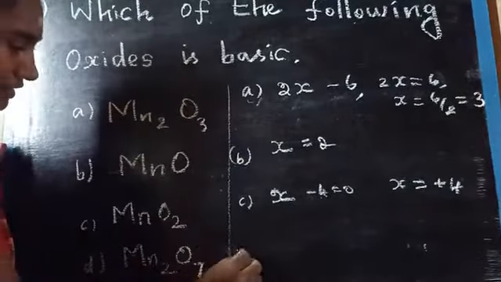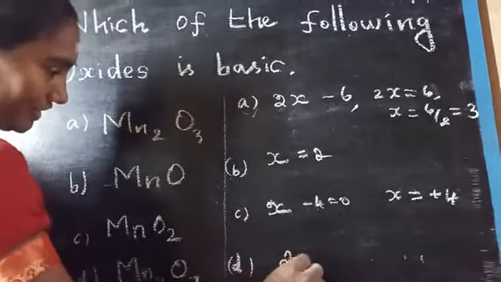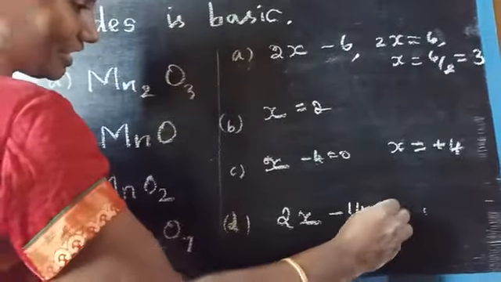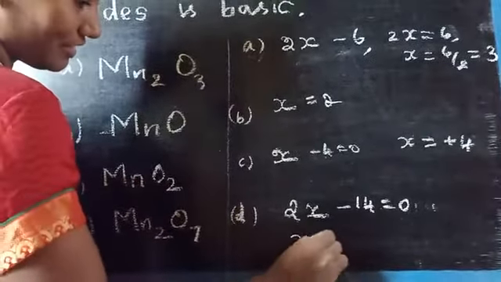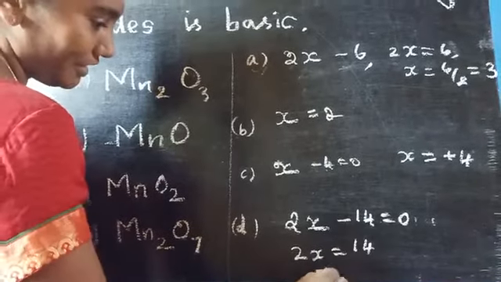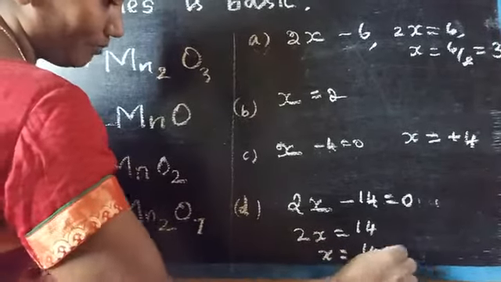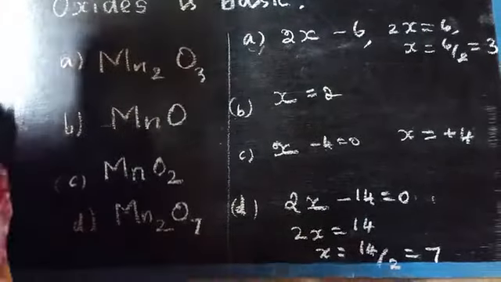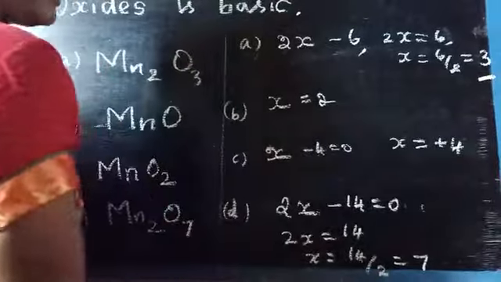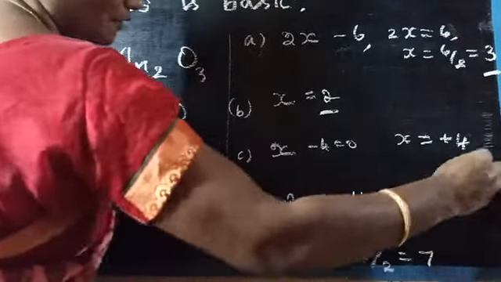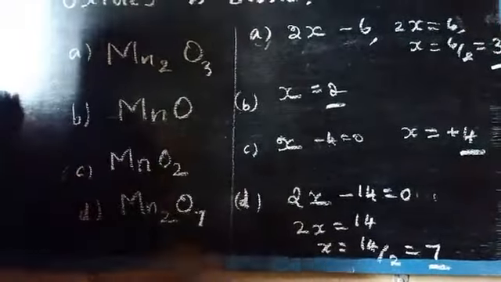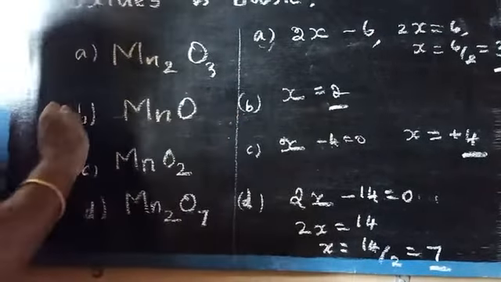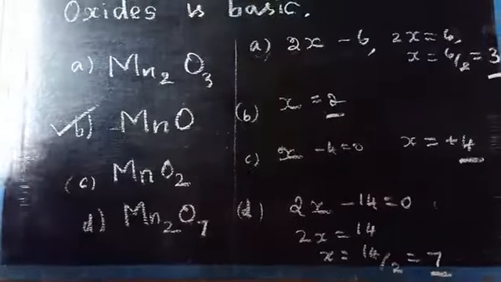Next D: 2x, 7 twos are 14, minus 14 equals 0. So 2x equals 14, x equals 14 by 2 equals 7. So now the oxidation numbers: option A 3, B 2, C 4, D 7. Which one is the lowest oxidation number? Option B. So this one is more basic in nature.